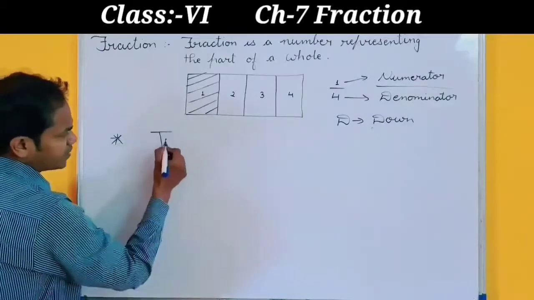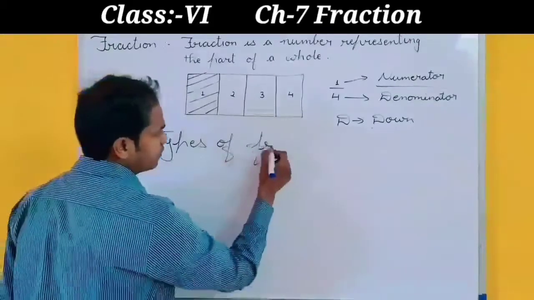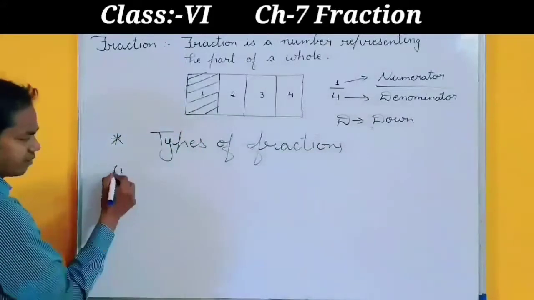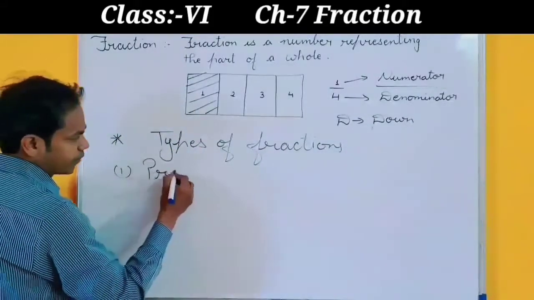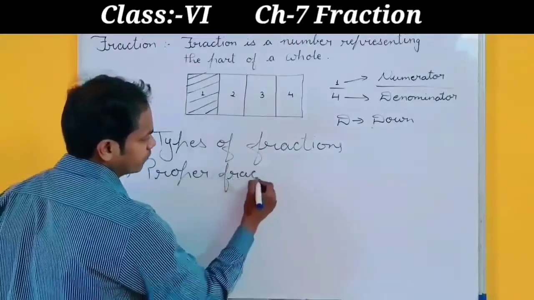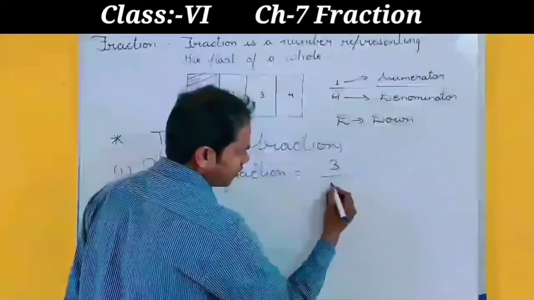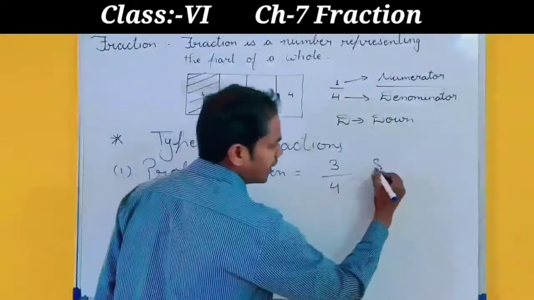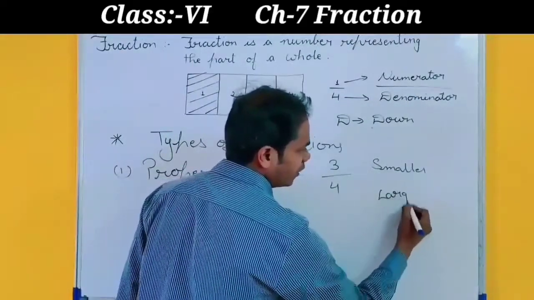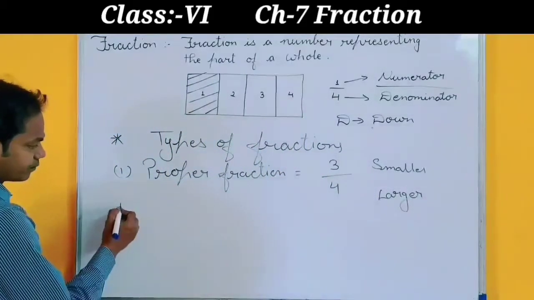Now, how many types of fraction are there? There are three types of fractions. First is proper fraction. Now what is a proper fraction? When your numerator is smaller than the denominator, then it is known as a proper fraction.